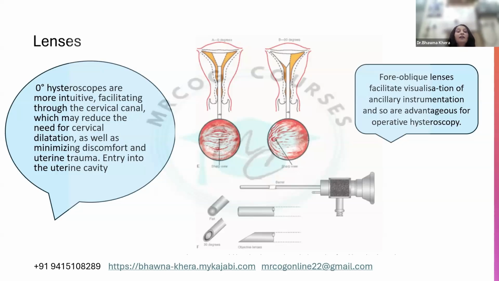Now, if we are taking the 30-degree lenses, then these are the foreoblique lenses. They facilitate the visualization of the ancillary instrumentation and so are advantageous for operative hysteroscopy.